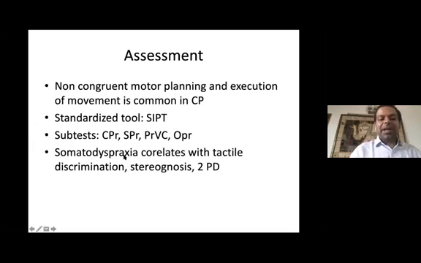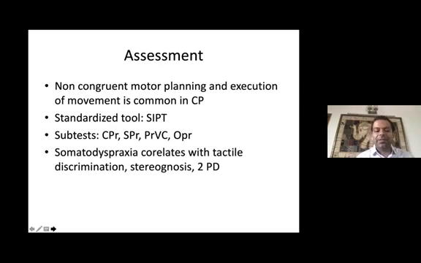How do we assess the praxis kind of difficulties? There are some standardized tools available: the Sensory Integration and Praxis Test, which has four subtests: constructional praxis, sequencing praxis, praxis on verbal command, and oral praxis, to be used as the subtests specifically for praxis difficulties. As far as somatodyspraxia is concerned, it is assessed very frequently in the literature by doing tests of tactile discrimination. You would be aware of tests of stereognosis, the Moberg pickup test. The 2-point discrimination test also correlates very strongly with somatodyspraxia difficulties.